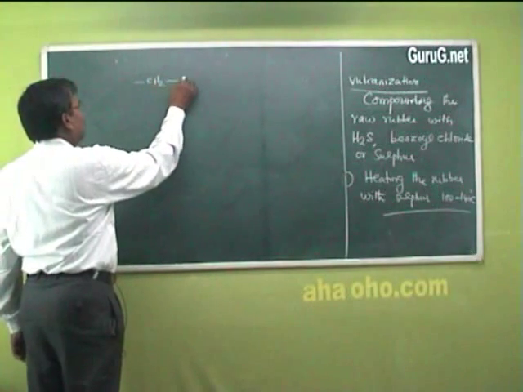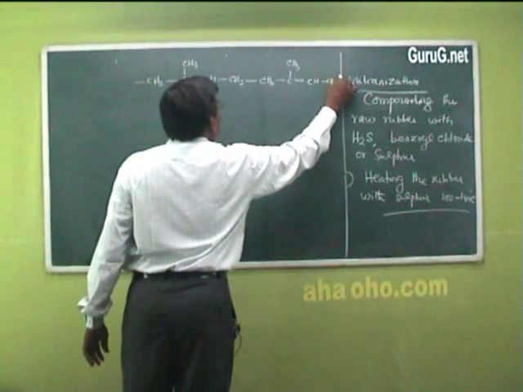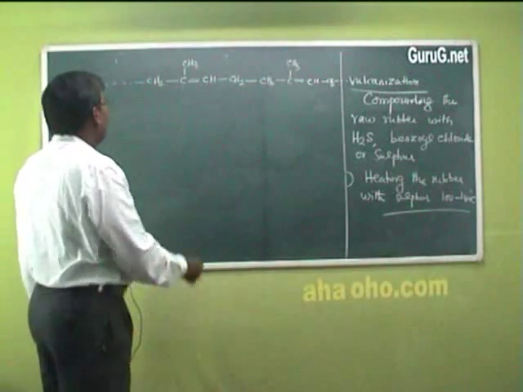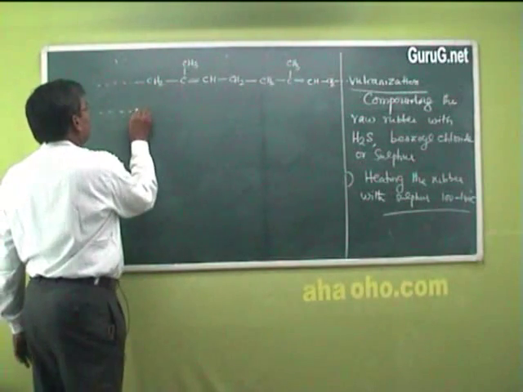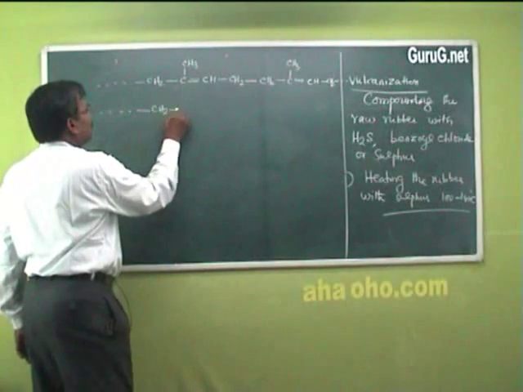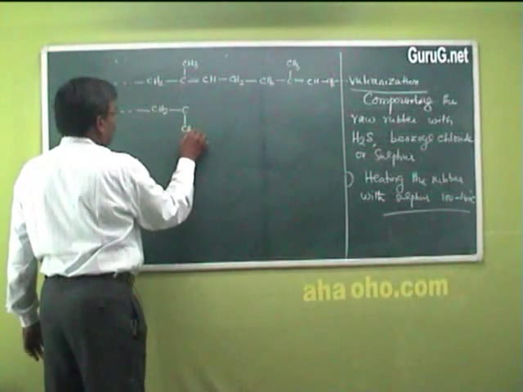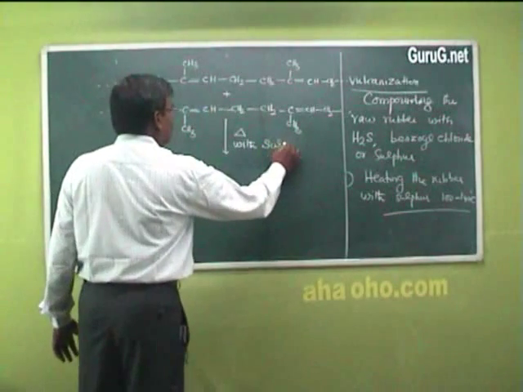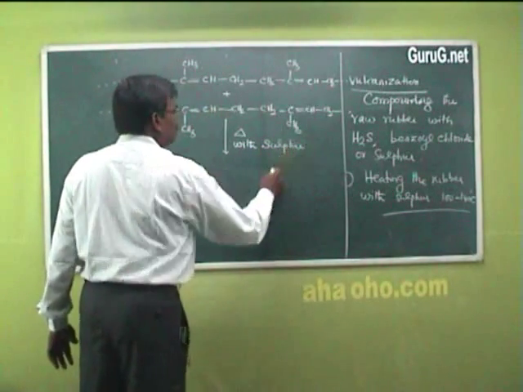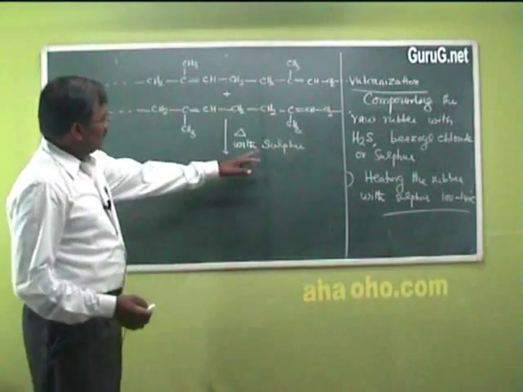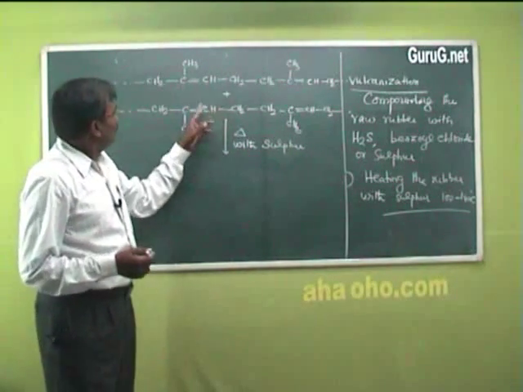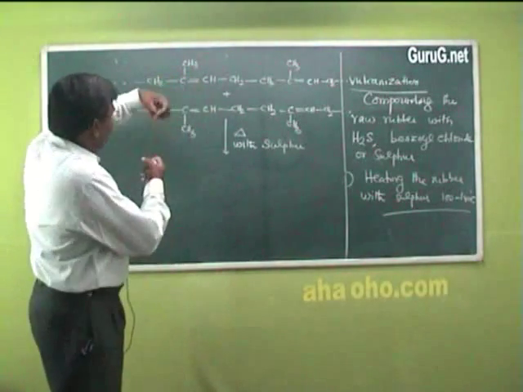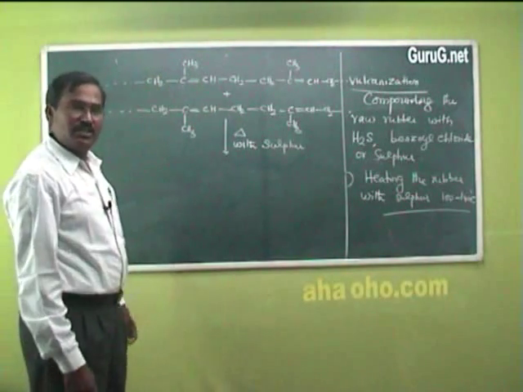So here is one polymer chain. The chain goes, and there is another polymer chain, an adjacent chain. When this is heated with the sulfur which we added, it reacts chemically with this double bond and introduces a cross link between the chains.